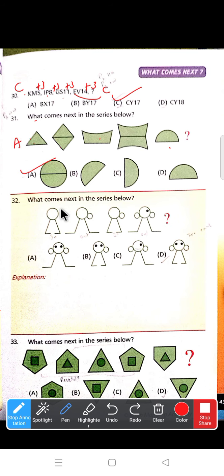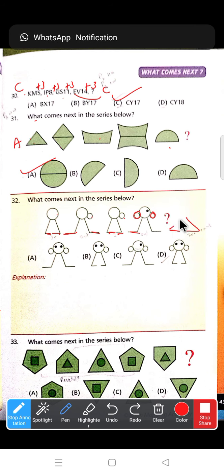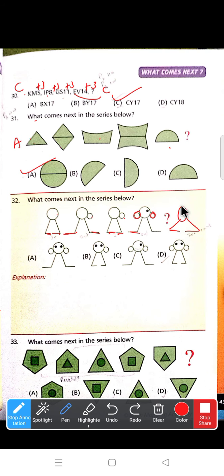Coming to 32nd one, what comes next in the series below? If you check here there is no ear and one ear, 2 ears are there. Like if you think this is a doll, you have 2 ears. And when you check this inside, this is moving towards inside and those lines are outside, again inside, again outside. So inside should come. That means the lines should be inside and you should have a circle with 2 ears. And if you observe here there is no eye, that means you should have one more eye here. So 2 eyes, that is moving inside and with 2 ears is option D.